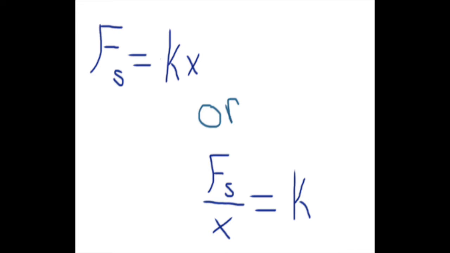Hooke's law states that the force needed to extend a spring by some distance is equal to the spring constant times that distance, which is: the force is equal to the spring constant times the distance, or the force divided by the distance is equal to the spring constant.